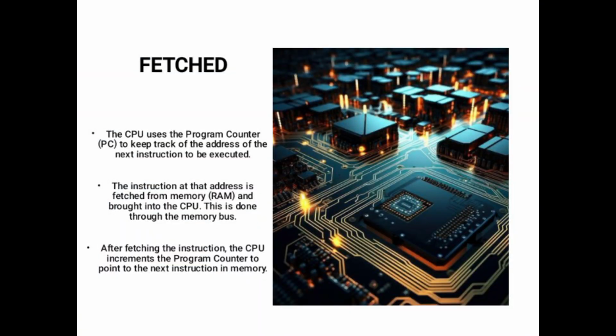Fetch. The CPU uses the program counter to keep track of the address of the next instruction to be executed. The instruction at the address is fetched from the memory and brought into the CPU. This is done through the memory bus. After fetching the instruction, the CPU increments the program counter to point to the next instruction in the memory. The second stage.